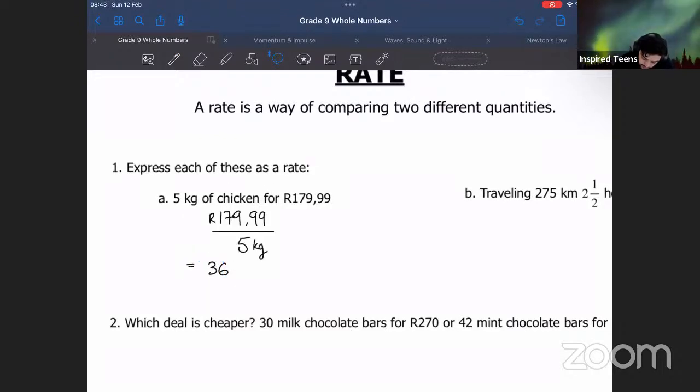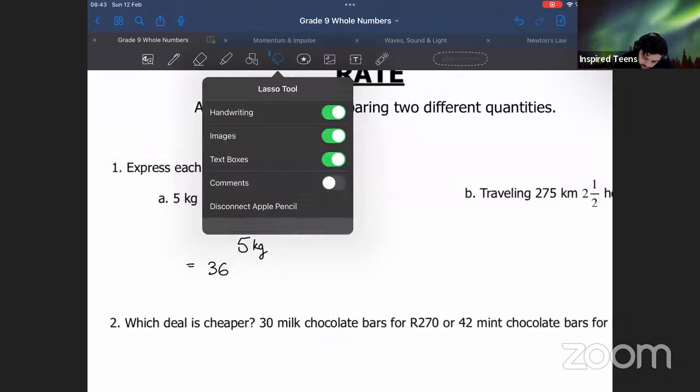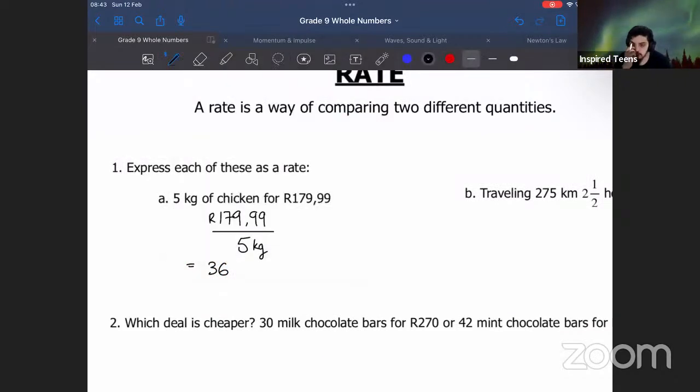So essentially, we are working out the rand per kg. In this case, our unit is going to be 36 rand per kg, with per being represented by the / or the division sign.